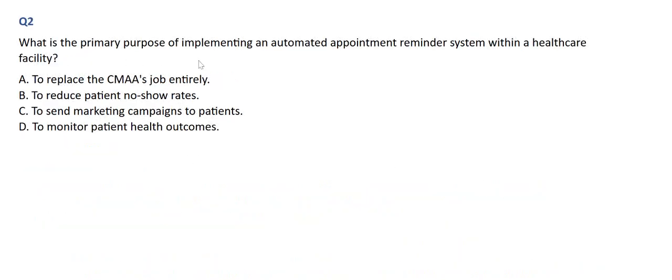Question 2. What is the primary purpose of implementing an automated appointment reminder system within a healthcare facility? A. To replace the CMAA's job entirely. B. To reduce patient no-show rates. C. To send marketing campaigns to patients. Or D. To monitor patient health outcomes. Definitely it's B, the answer, reducing the no-show rates.